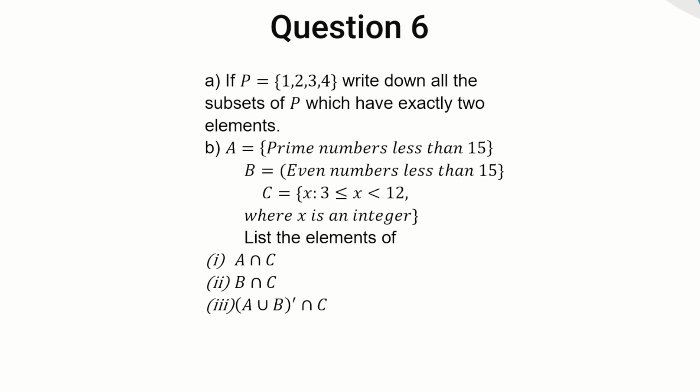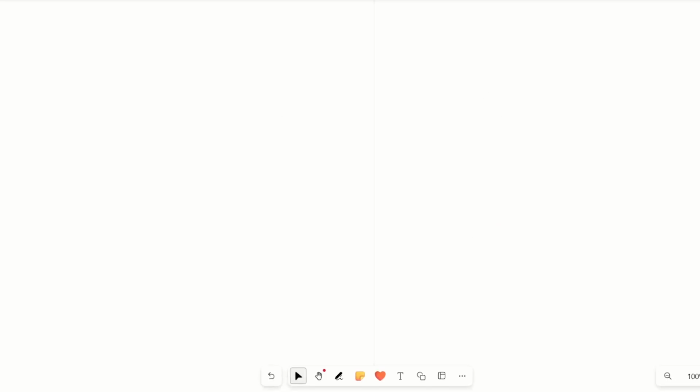And then B, we are given some sets A, B, and C. A is described as prime numbers less than 15. B is described as even numbers less than 15. And C is in set notation, where 3 is less than or equal to S and S is less than 12, where S is an integer. We have to list the elements of A intersection B, B intersection C, and A union B intersection C. Now let's consider how we can solve this question.